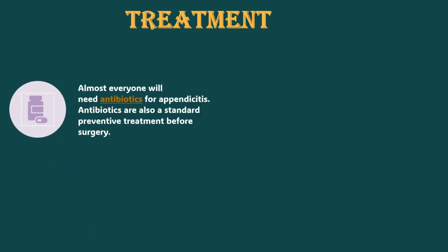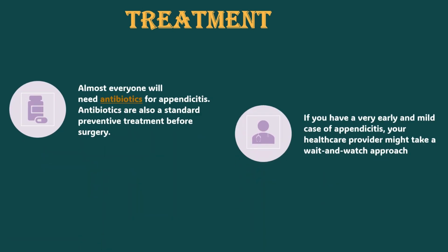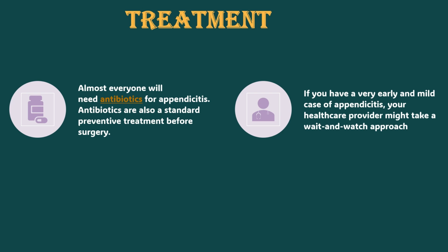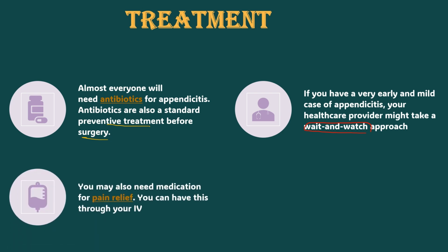To treat a patient who is suspected of having appendicitis, the first thing you need to know is that almost everyone will need antibiotics for appendicitis. Antibiotics are a standard preventive treatment before the surgery, and they are given regardless of whether you have surgery or not. But if you have a very early or mild case of appendicitis, your healthcare provider might take the wait and watch approach, in which you will need pain relief medicines through the intravenous route.